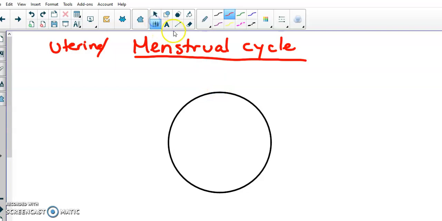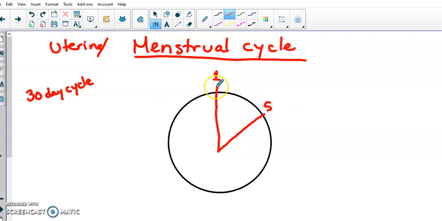On day one, the girl gets her period. Okay? And let's do like a pie this way. And this is about 5 days. Oh, and let's pretend that this girl has a 30-day cycle. All right? Okay, so this first section, as we said, is menstruation.